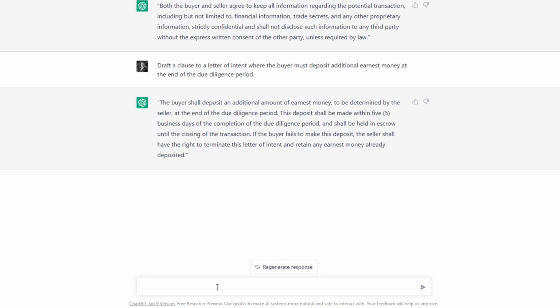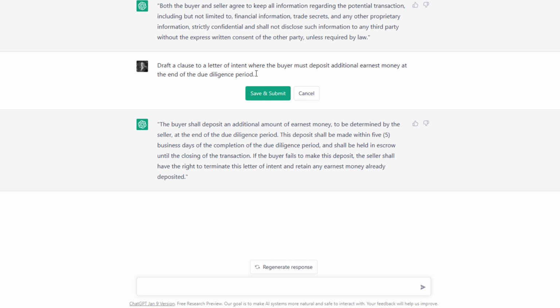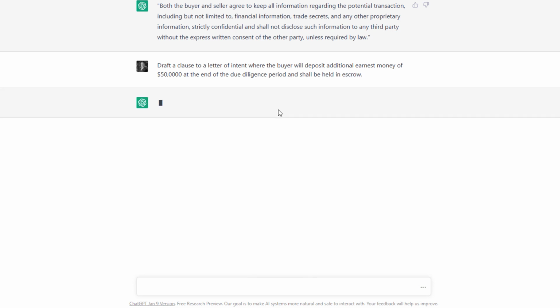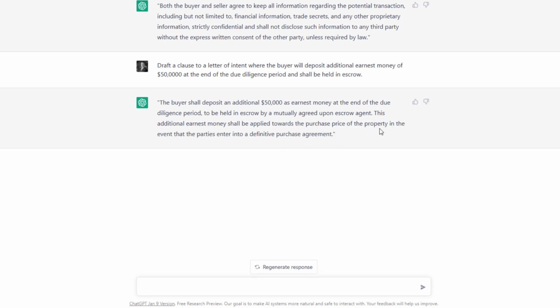So let's update the prompt. Go ahead and copy this. Actually, let's just edit it. Draft a clause of letter of intent where the buyer will deposit additional earnest money of, let's say, $50,000 at the end of the due diligence period and shall be held in escrow. All right, so the buyer shall deposit an additional $50,000 as earnest money at the end of the due diligence period to be held in escrow by a mutually agreed upon escrow agent. This additional earnest money shall be applied towards the purchase price of the property in the event that the parties enter into a definitive purchase agreement.